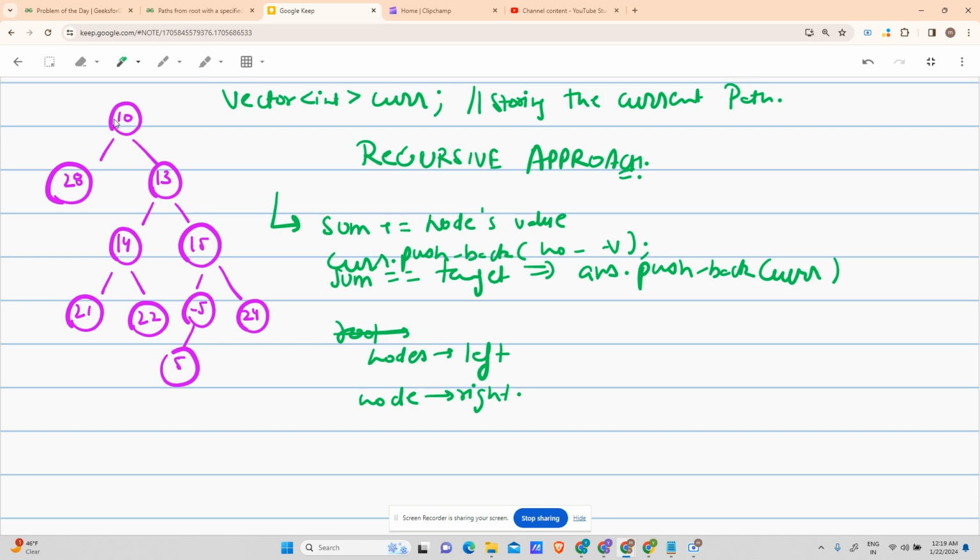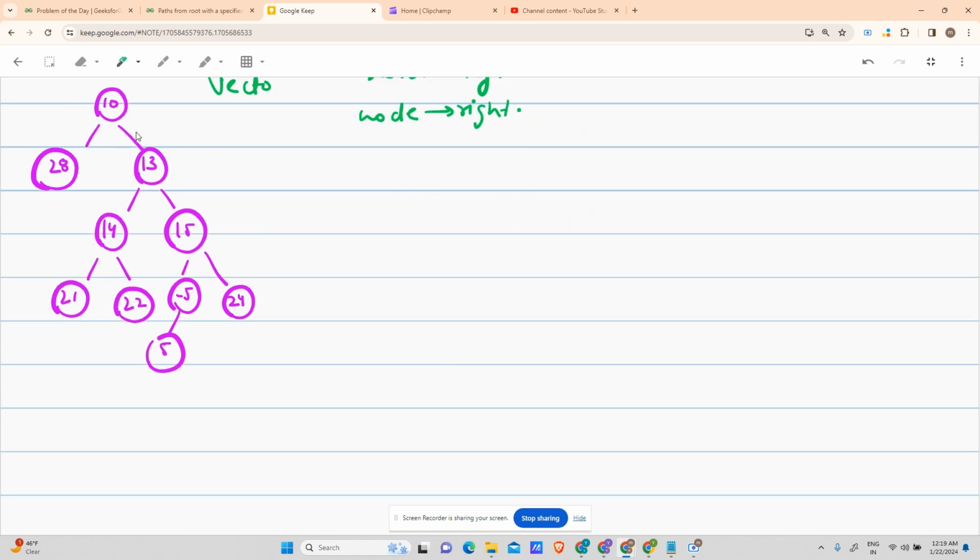Currently we are standing at 10. Let me move it down a little bit. This is our current. So we are starting at 10, that is, my function is called for 10. My current sum is 0. My target sum is 38, as you observed. My current path is initially empty, and my answer is also initially empty. So I'm storing my answer here. So 10, 0, 38.